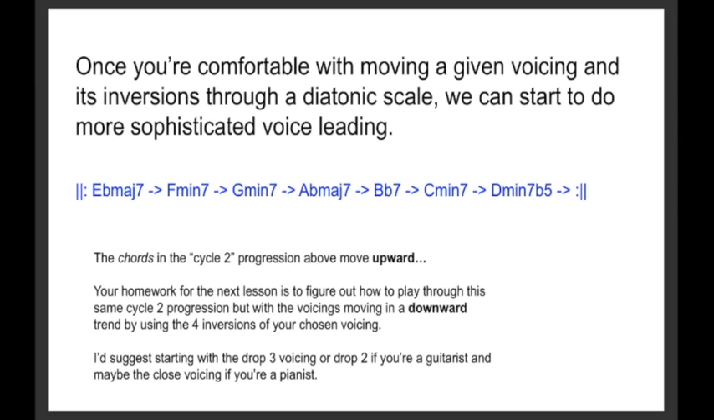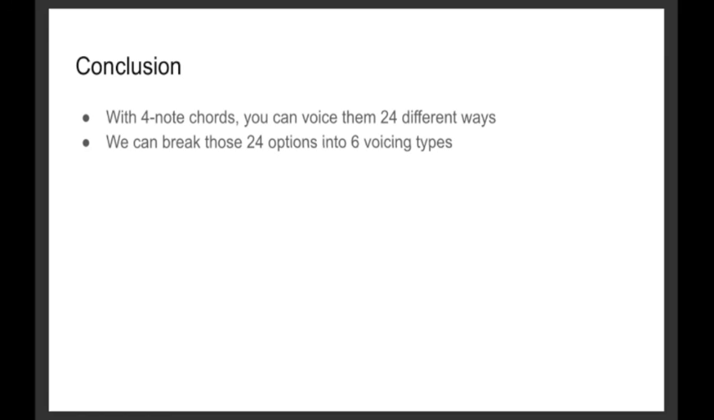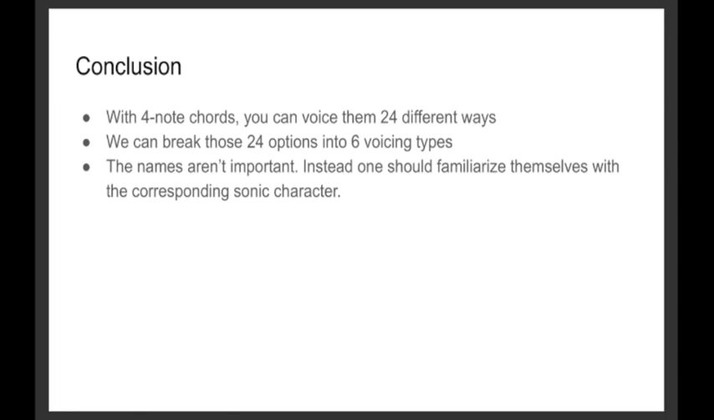And to just conclude and review what we just talked about, with 4 note chords, you can voice them 24 different ways. And of those 24 options, you can break them into 6 voicing types. The voicing types are basically drop this, drop that, drop the other, and so on. And the names aren't really important. I would say, no shade to Goodrick, I'm sure that he doesn't think that they're that important either. They're just a way to describe something.